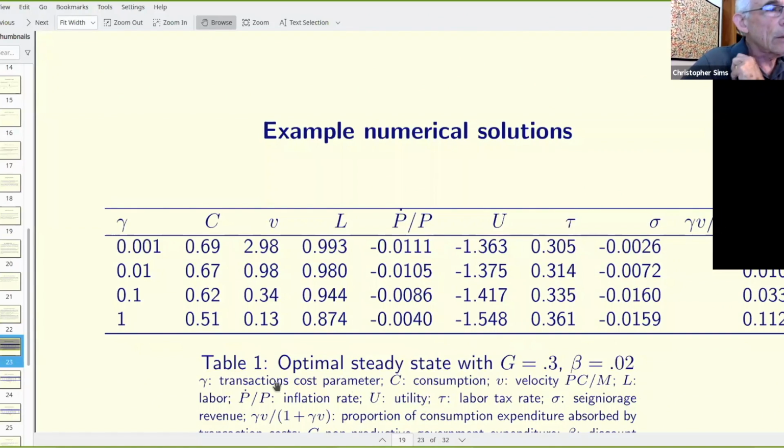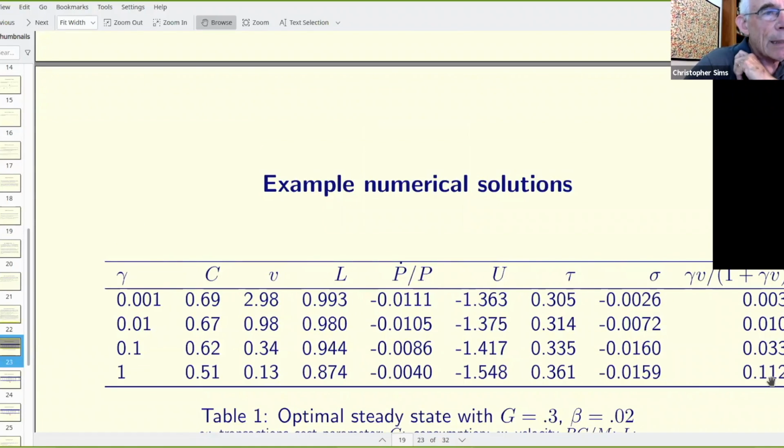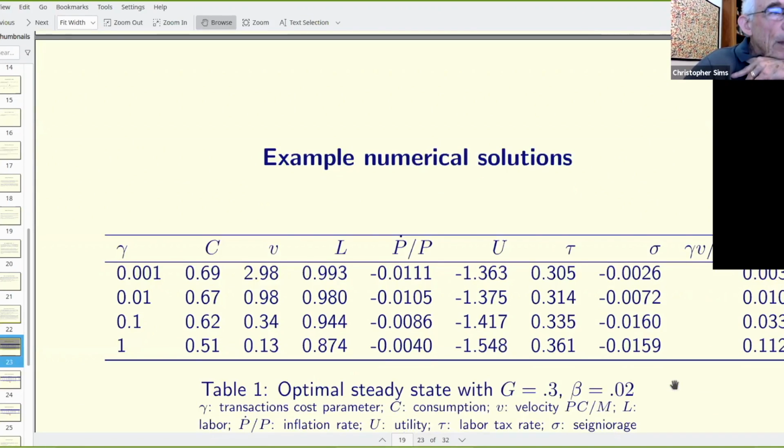It's hard to make intuitive sense of that, but over in the right-hand column, we see the transactions cost as a fraction of total consumption expenditure, and that's a little easier to understand. So this model is set up so in these equilibria, transactions costs are never a very big part of total output, which seems reasonable. So I've just calculated the optimal steady state.